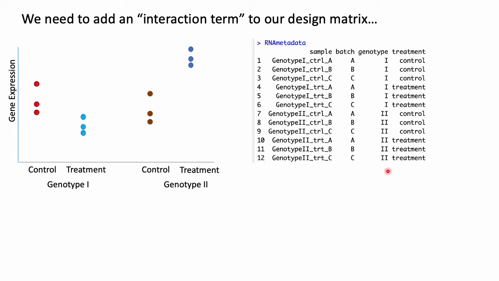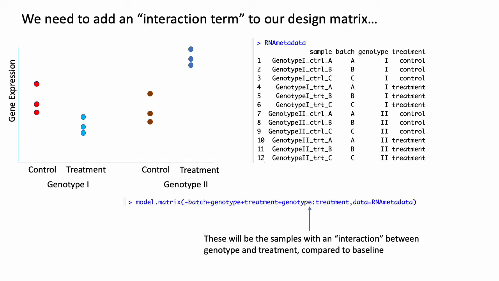To do this, we'll construct our metadata as shown here, designating each sample's batch, genotype, and treatment, and then construct our model matrix with an interaction term. We add batch, genotype, and treatment as before, and then a new term, genotype:treatment. The colon denotes the interaction between genotype and treatment.